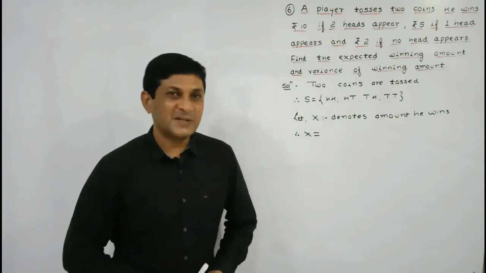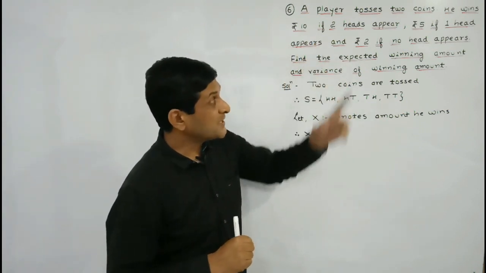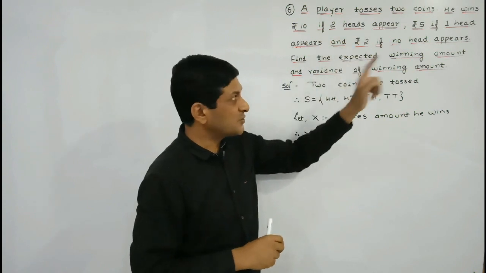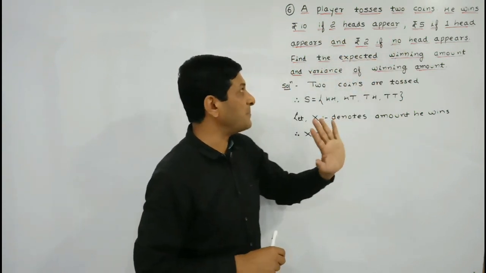Now see question number 6. In question number 6, what is the condition? A player tosses 2 coins. He wins rupees 10 if 2 heads appear, rupees 5 if 1 head appears, and rupees 2 if no head appears.